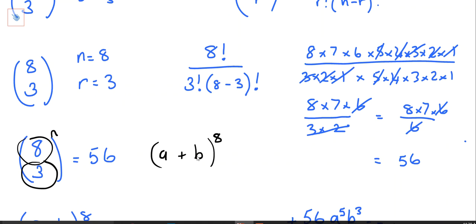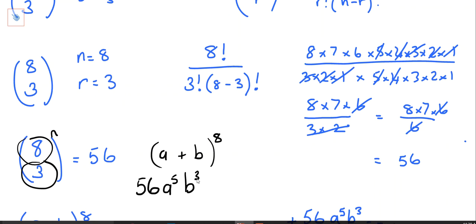So for instance, if I didn't want to do the entire expansion, and this is what we're going to look at today by the way, I could find just individual terms. So I know that 8 choose 3 is 56, so I'm going to have 56 lots of what with a's and b's? a^5 b^3. Is everyone happy? Fine.